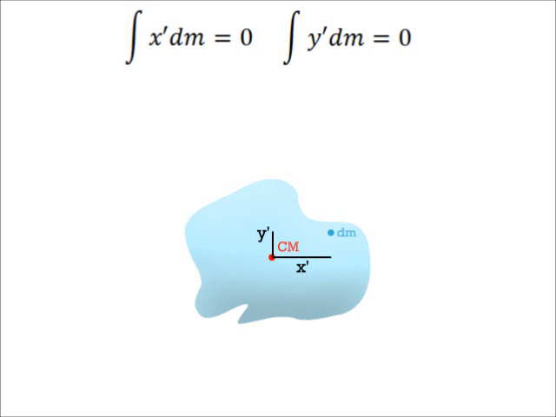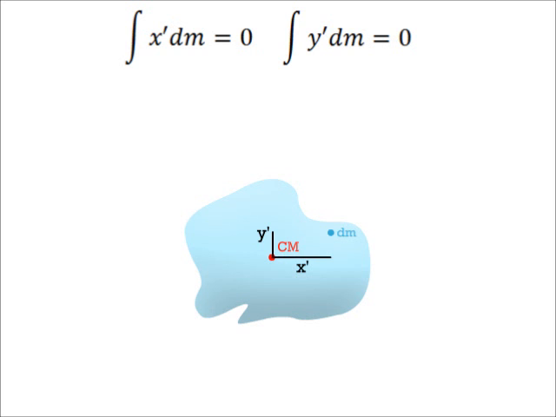Okay, so let's take a closer look at both of these expressions for a minute. Remember that x prime is the distance between dm and the center of mass in the x direction, where y prime is the distance between dm and the center of mass in the y direction. And because the center of mass is indeed the center of mass, this means that there is an equivalent amount of mass above the center of mass in the y direction and below the center of mass in the y direction. Likewise, there is an equal amount of mass to the right of the center of mass in the x direction and to the left of the center of mass in the x direction.